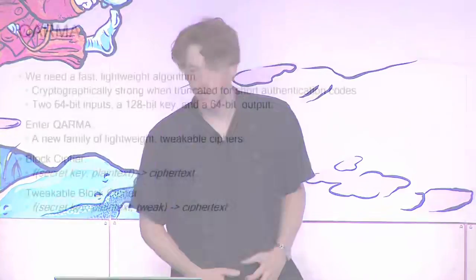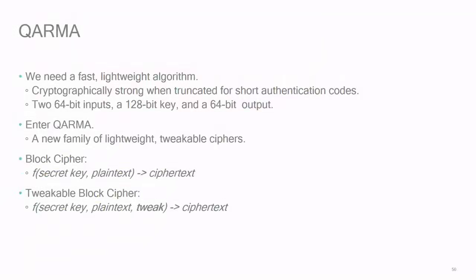Karma is a family of lightweight, tweakable ciphers. I had no idea what a tweakable cipher was. So it's a type of block cipher, but it takes one extra parameter, which is the tweak. And it's considered secure if, even if an attacker knows the tweak, they still can't predict the output of the cipher. So in our case, the tweak is the context.